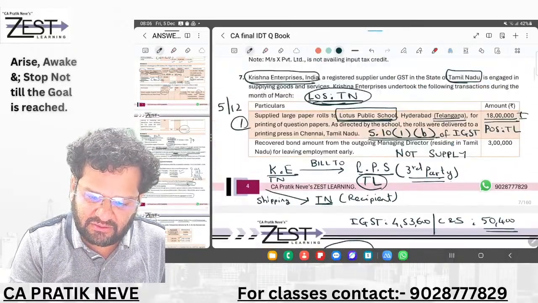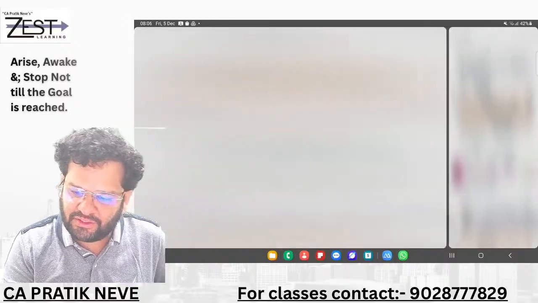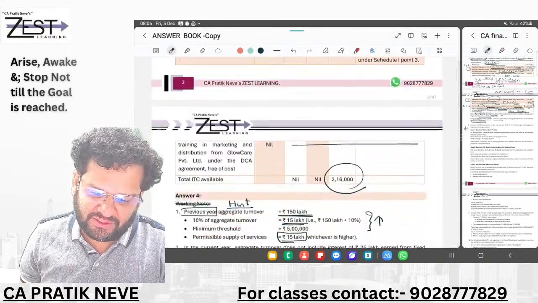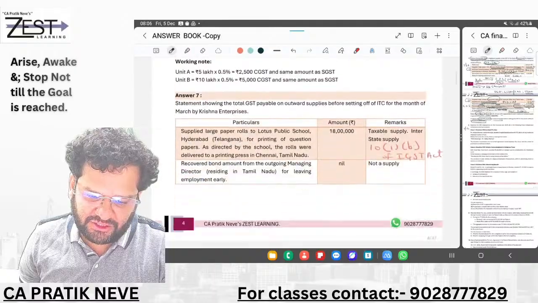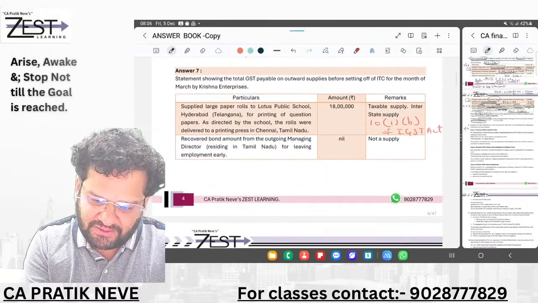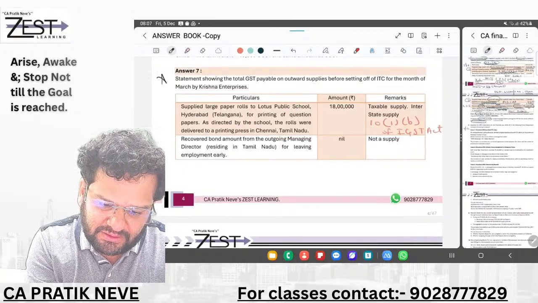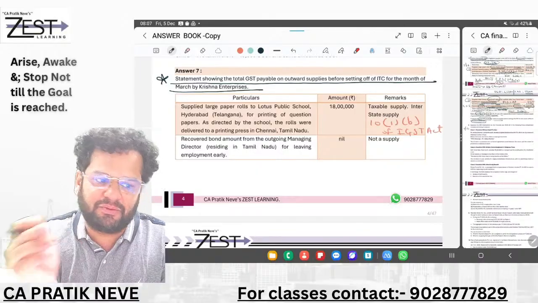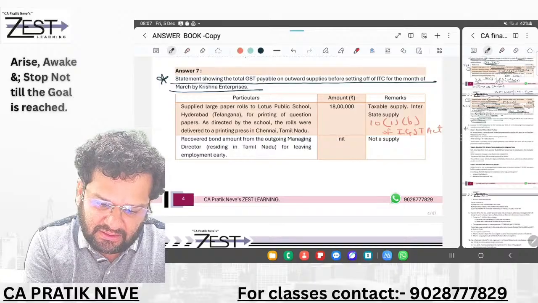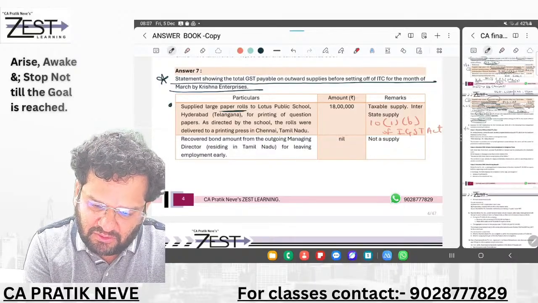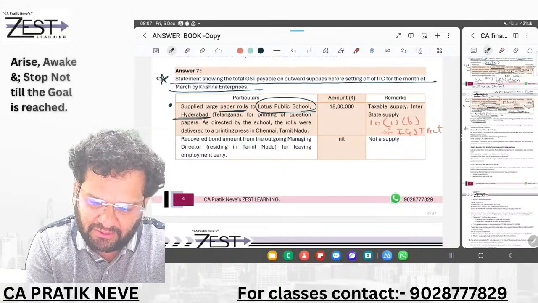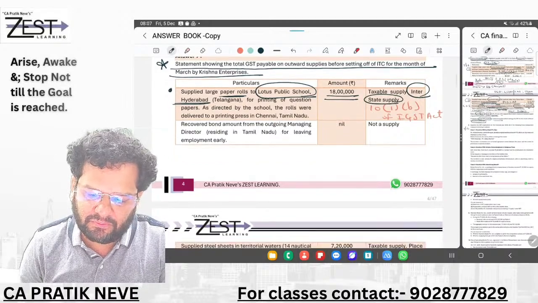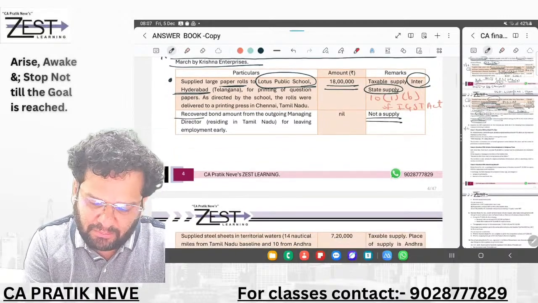Let us see the presentation for the 7th question. As we discussed, a statement showing total GST payable on outward supply. Of course, it was before ITC. Large paper rolls which are supplied to Lotus Public School in Hyderabad will be an interstate supply. 18 lakh is the amount. Recovering bond amount is not a supply.